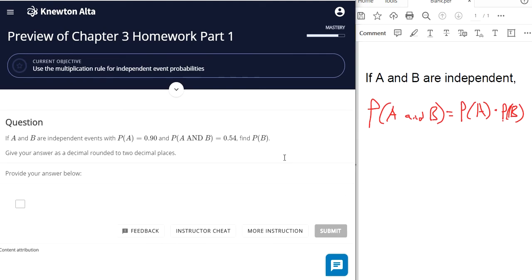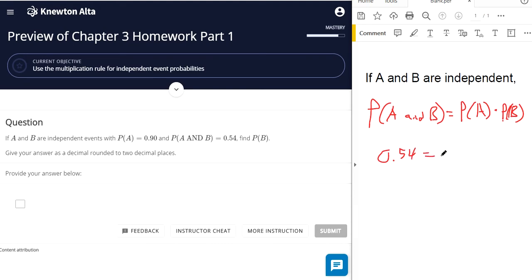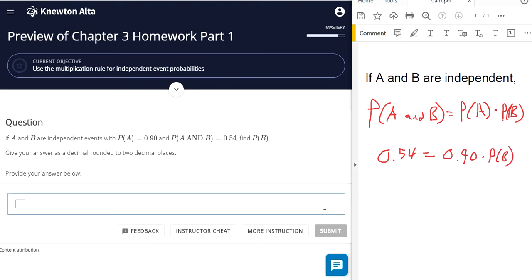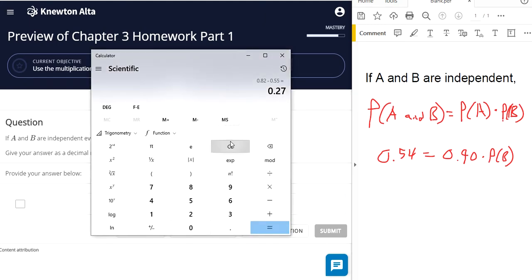So this one they just give us straightforward probabilities. They don't have it in a word problem yet. The probability of A is 0.90. A and B are independent, so you just need to plug in 0.54 for the probability of A and B. So just another equation to solve. You want to solve for the probability of B, so that means you've got to divide both sides by 0.9 to get B by itself. So that gives us 0.6 for a probability.